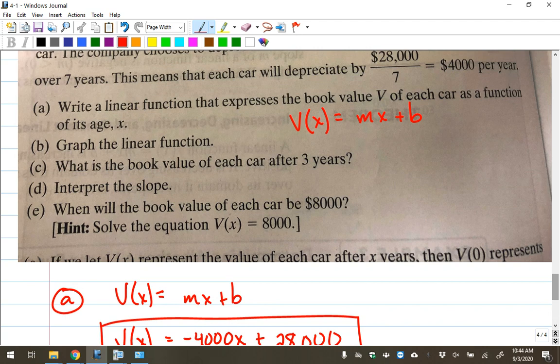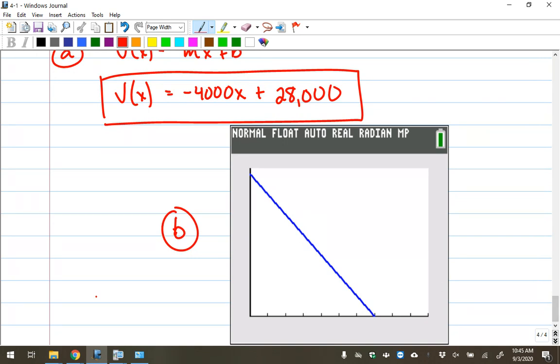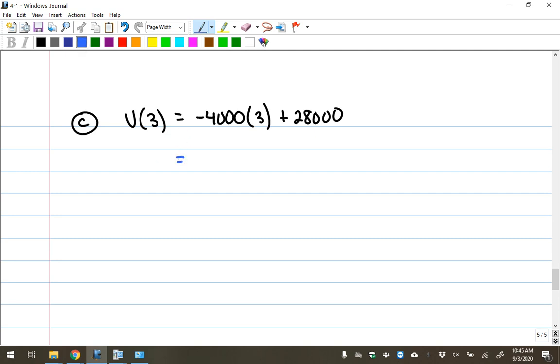It says, what is the book value of the car after 3 years? What does that mean? Yeah, plug in V of x. We're going to have to find V of 3. That's what we're doing. Same thing. We're using the function to do that. The same thing, same work.